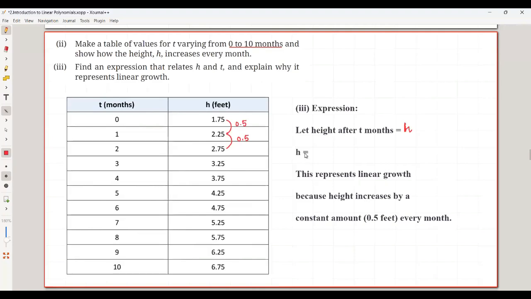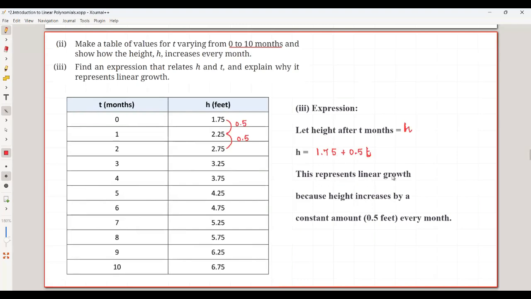So how can I write h? h is equal to 1.75, which is fixed, plus 0.5, every month increasing by 0.5, into t. t is nothing but months. So this is how you can form the linear expression. If t increases, the height also keeps on increasing. If it's 1 month, take t equal to 1. If it's 2 months, t equal to 2. 3 months, t equal to 3. So we will be getting the height accordingly.